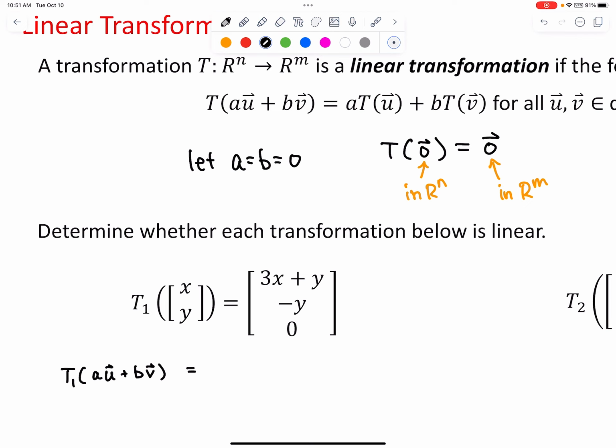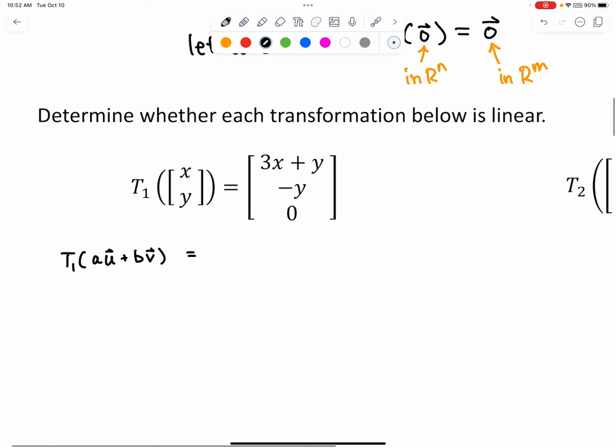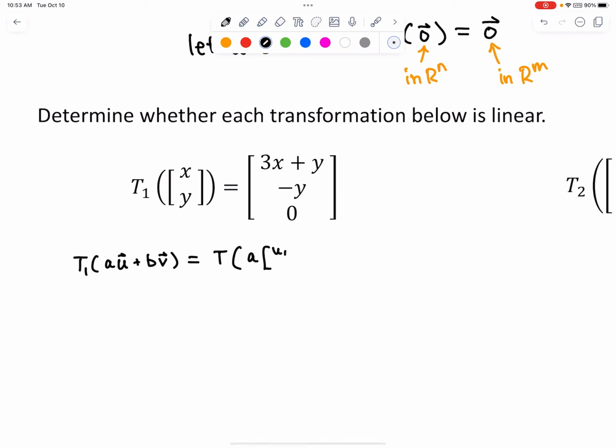So we'll do that now by beginning with finding what this left side of our equation will be, and then we'll calculate the right side of the equation, and then we'll see that they're the same in the case of T1. So looking at T1 of AU plus BV, I'm going to replace U with U1, U2 as its components, and V with V1 and V2 as its components. And then I'm going to combine these vectors into a single vector before I plug it into the transformation. So we really have, the first component will be AU1 plus BV1, and the second component will be AU2 plus BV2.